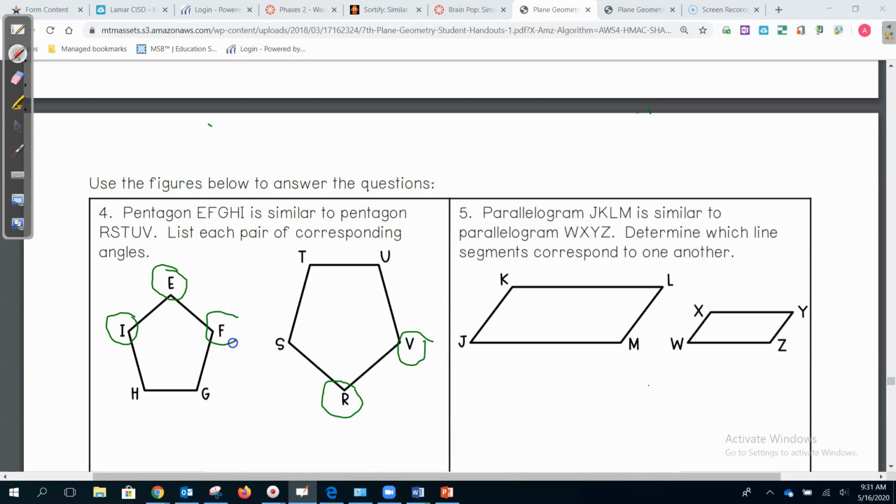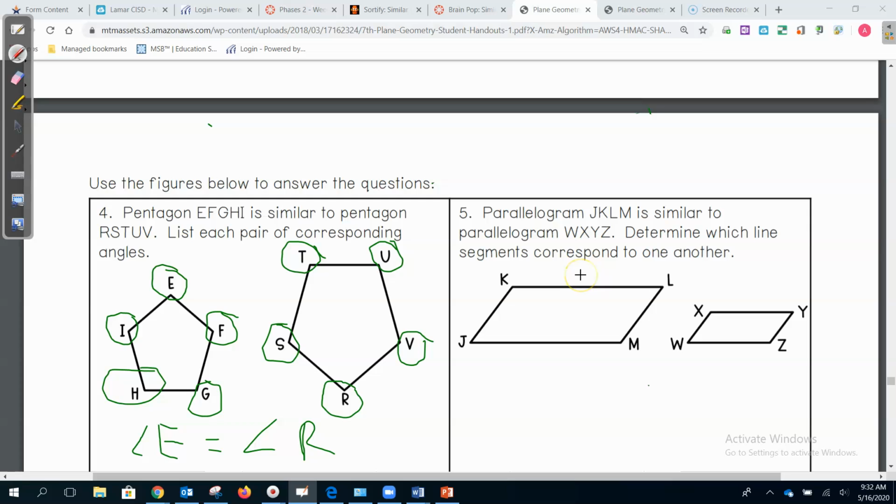F obviously would be equal to S. H would be equal to U. And G would be equal to T. You would actually write this out like E, you would say angle E is equal to angle R. You would have to actually write that out.